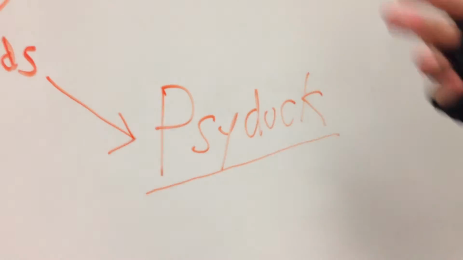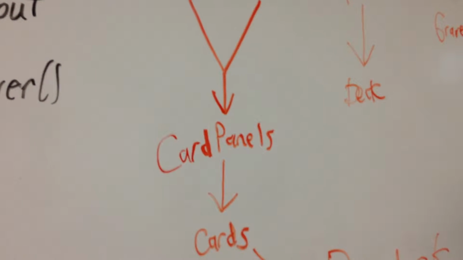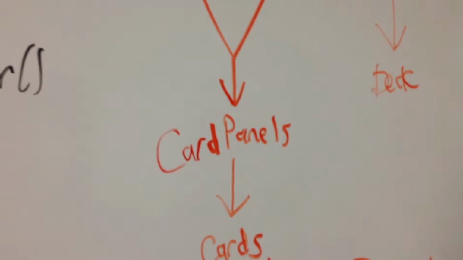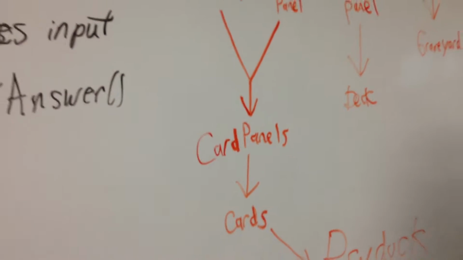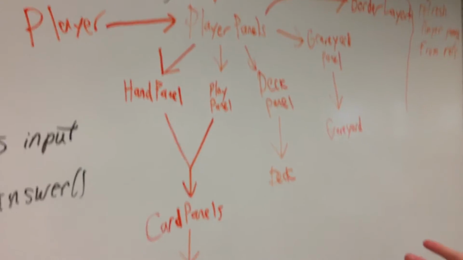Simple enough. The hand panel and play panel are both composed of card panels, which are composed of cards. Psyduck is a card. Psyduck is a very important card. Psyduck's stats are supposed to be randomized every time it spawns. However, we couldn't implement that, so we just made its stats 69-69. Card panels take the information from cards and just display their stats, their names, their elements, etc.